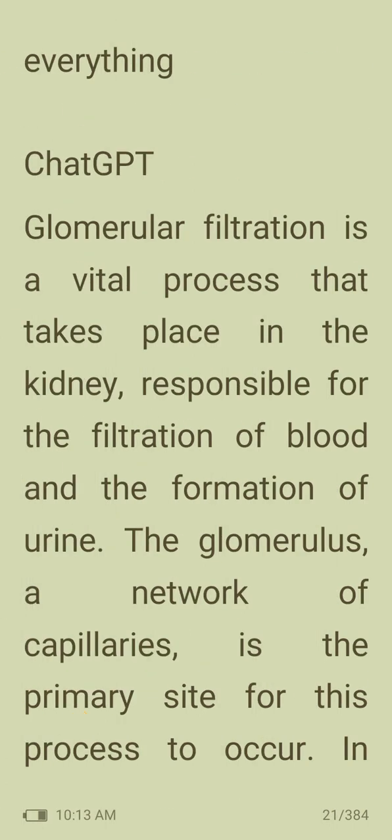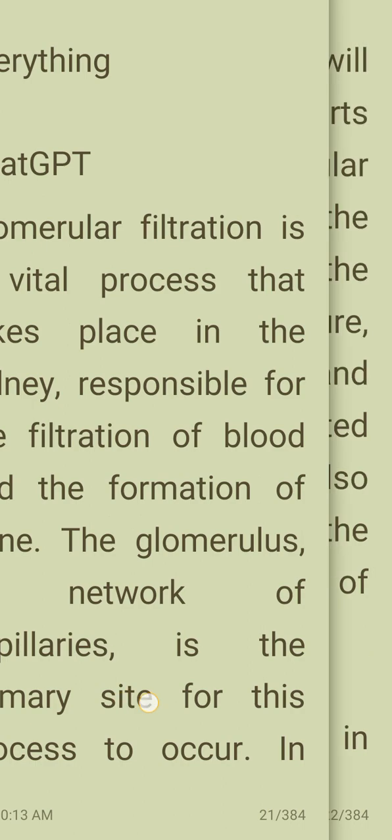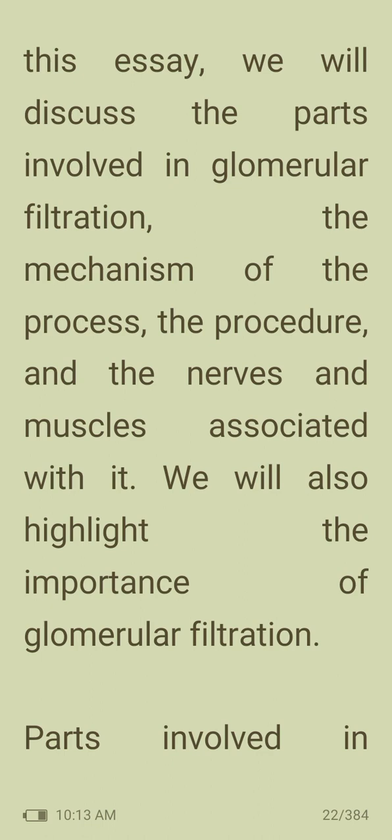Glomerular filtration is a vital process that takes place in the kidney, responsible for the filtration of blood and the formation of urine. The glomerulus, a network of capillaries, is the primary site for this process to occur. In this essay, we will discuss the parts involved in glomerular filtration, the mechanism of the process, the procedure, and the nerves and muscles associated with this.